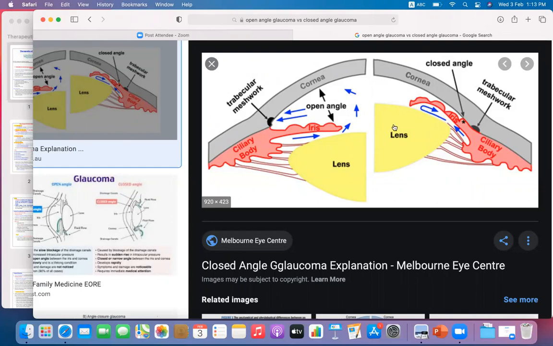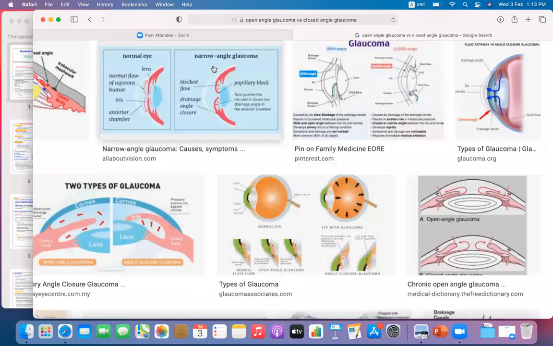In closed angle glaucoma, if you see what happened, the iris is squeezed between the cornea and the lens. In the open angle glaucoma, the lens is intact, iris is intact, but in the closed angle glaucoma, the iris is squeezed between the cornea and the lens. And there is a hindrance for the outflow of the aqueous humor, and the trabecular meshwork is here. Let us see another image.